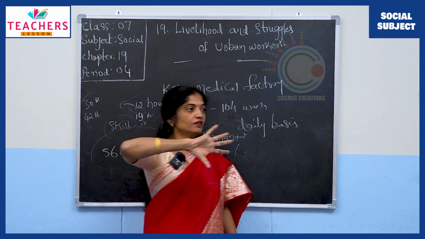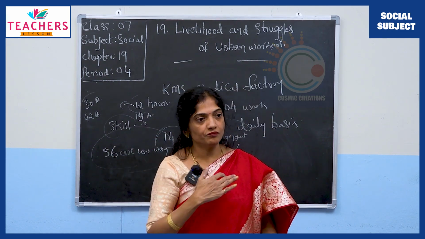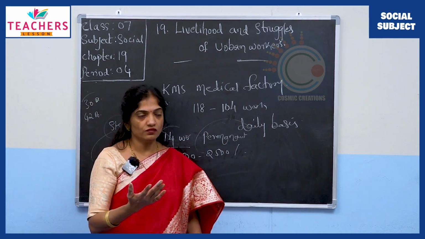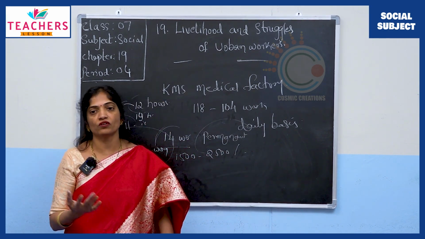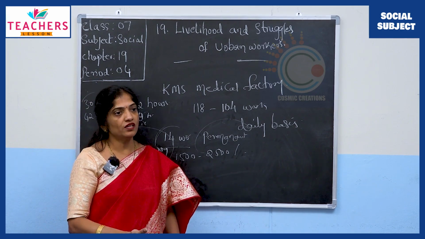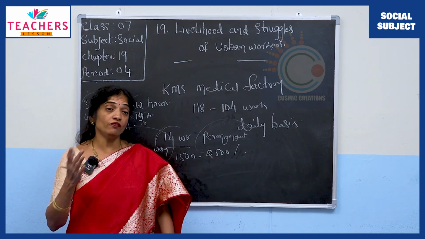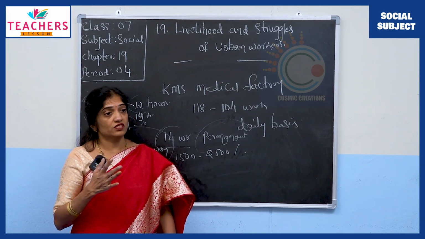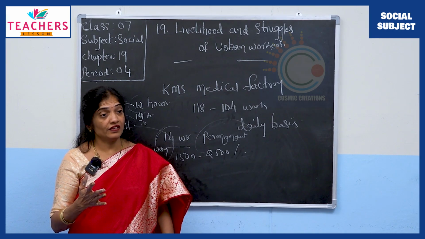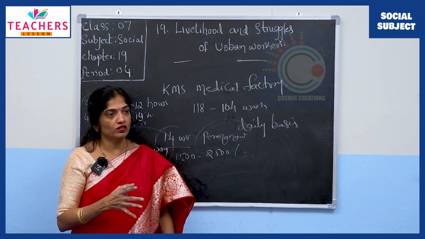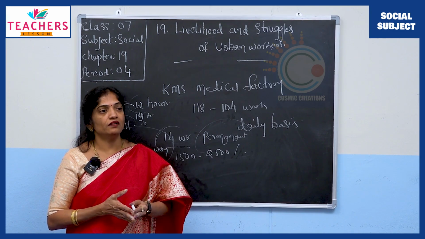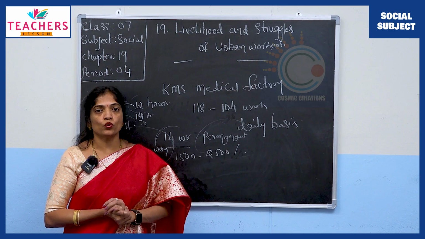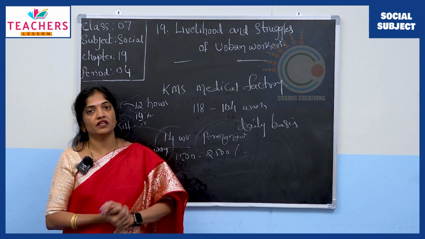Okay, so here we come back to our own lesson. At the KMS Medicine Factory, 118 workers are working. Out of that, 104 are engaged on a daily basis, and only 14 employees are treated as permanent workers, who are said to be very skilled labor, who can mix the medicine powder in equal amounts and follow that ratio in one procedure. So only these 14 are called permanent workers.